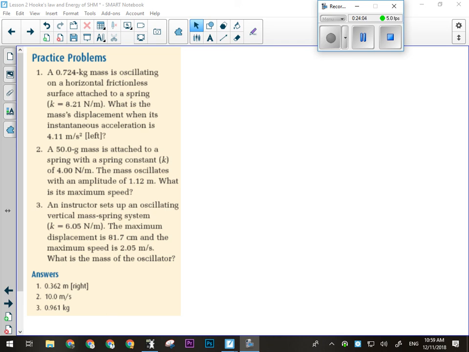What's the only force causing it to move back and forth? The restoring force, right? The force in the spring. So if the restoring force is the only force, then by default, it's also the net force. And that's how this question starts, right?